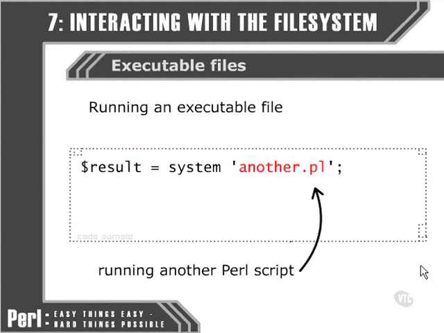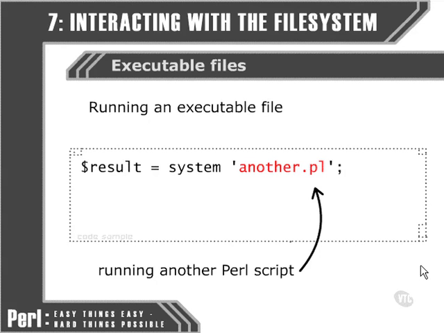Here's an example of running another Perl script from within the Perl system function. There's no reason we can't use one Perl script to run another. There are better ways of combining your Perl scripts to make them work with each other, but there's no reason technically why you can't run one Perl script using another.